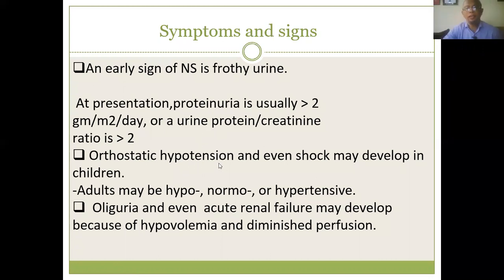And there may be orthostatic hypotension and even shock may develop in children, because we have already seen in the pathophysiology that there is volume contraction, because oncotic pressure is less, so more fluid will come out from the vascular space to the interstitial space. Subsequently, there is orthostatic hypotension, and even renal perfusion will be decreased. So a patient may even present with shock. In adults, blood pressure may be normotensive, hypotensive, or maybe hypertensive. There is oliguria, and even acute renal failure can develop because of hypovolemia and diminished perfusion.